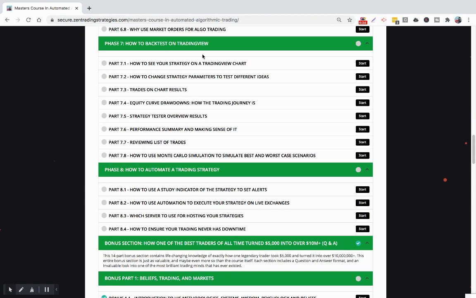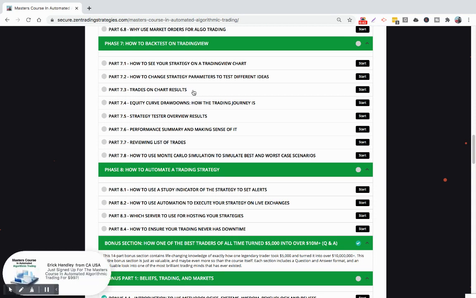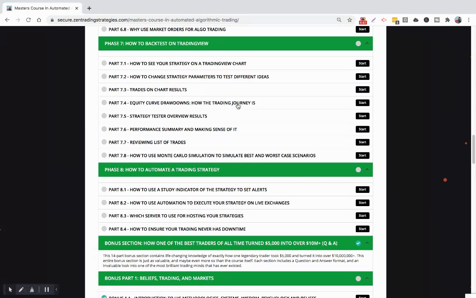You'll learn how to backtest on TradingView. You'll learn how to see your strategy on a TradingView chart, how to change strategy parameters to test different ideas. You'll learn about how to look at your trades on the chart and the results of those. You'll learn about equity curve drawdowns and what the trading journey is like. You'll learn about the TradingView strategy tester overview results.